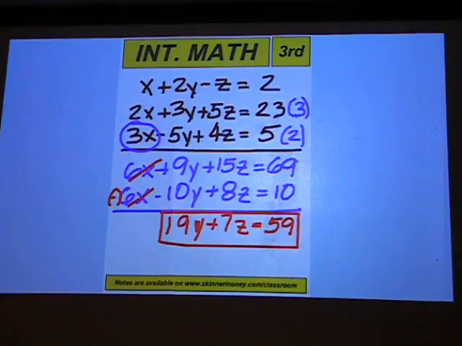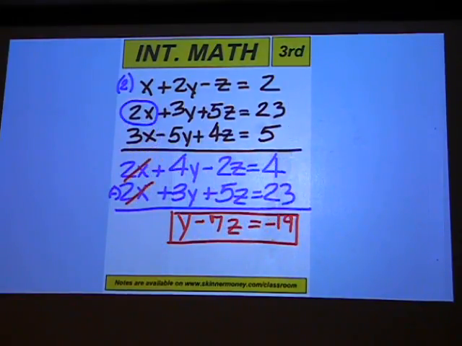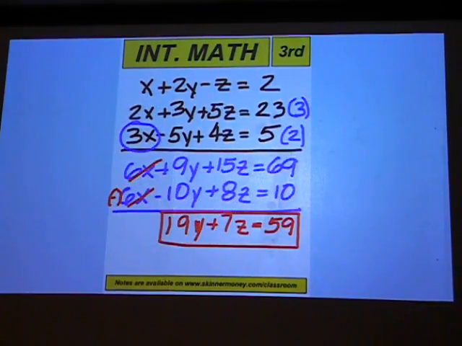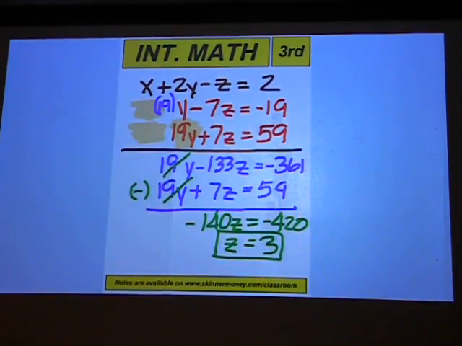So we have two red equations. We have the one from the previous slide, y minus 7z equals negative 19, and 19y plus 7z equals 59. We will replace the bottom two equations in the original system with those two red ones. And when we do that, we can start over again with the y and the 19y. We must eliminate the spot where the 19y is at.